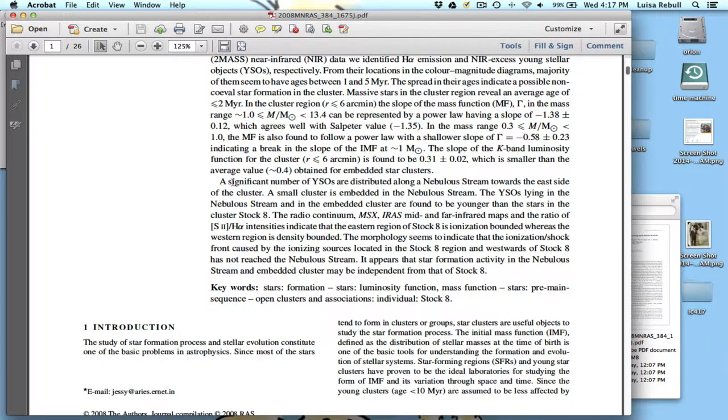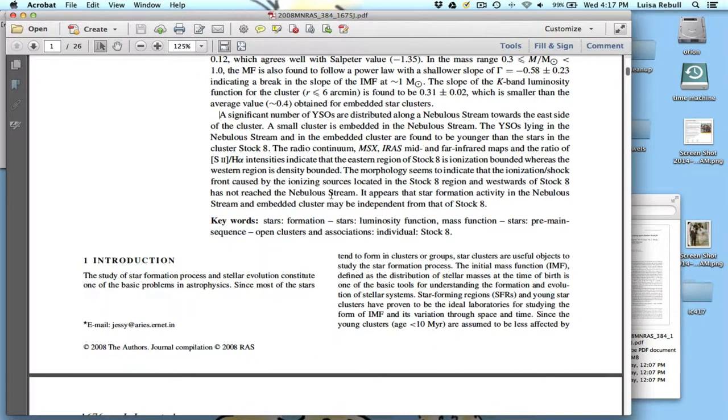This is another important thing. A significant number of young stars are distributed among a nebulous stream toward the east side of the cluster. That's also important, because that we saw in the WISE images. So we want to know whether or not those objects are the things that we're seeing in the WISE images. In other words, if they've already discovered the things that we think we see in the images.